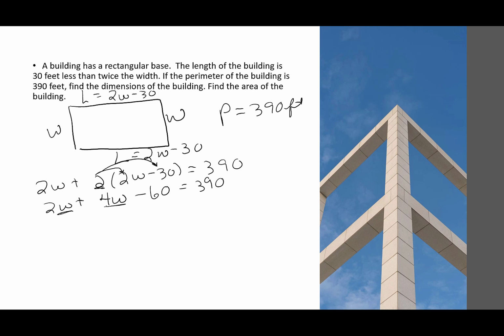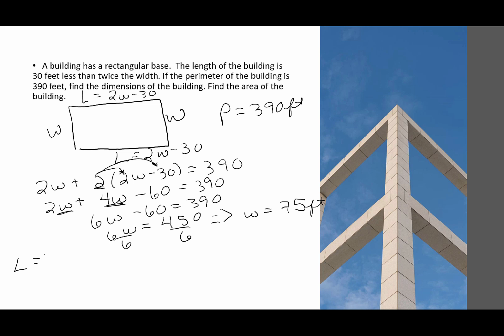So the 2w and the 4w make 6w. Minus 60 is 390. So I'm going to add the 60 over, so now 6w is equal to 450. Divide by 6, divide by 6. This says w is equal to 75. We want to say that's feet. Our length is going to be 2 times 75 minus 30. So that's 150 minus 30 is 120. Also in feet. So we have our dimensions. This is a 75 by 120 foot building.